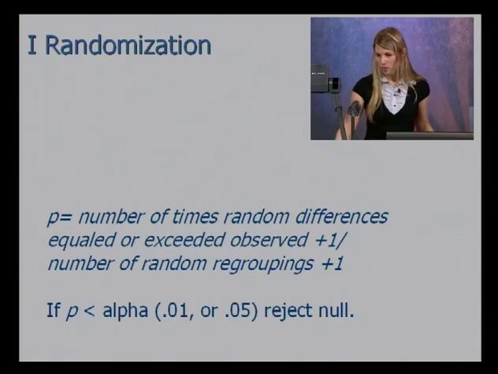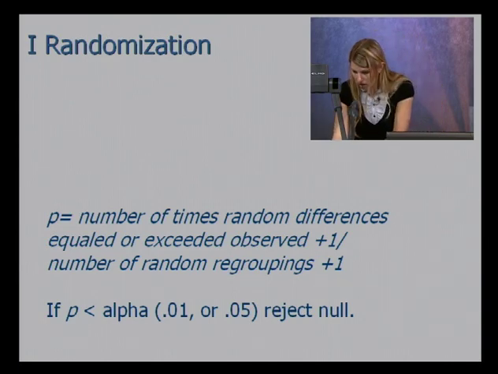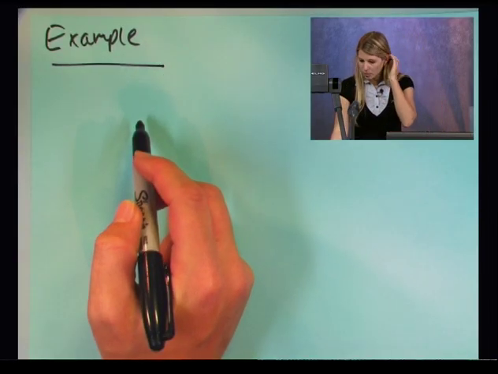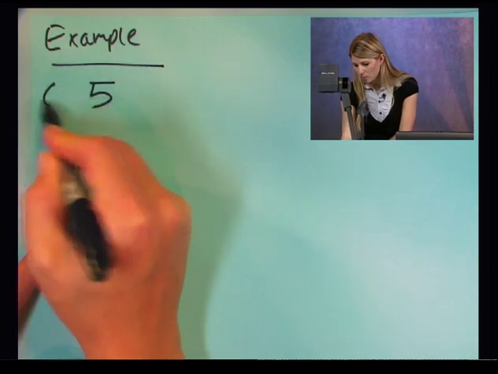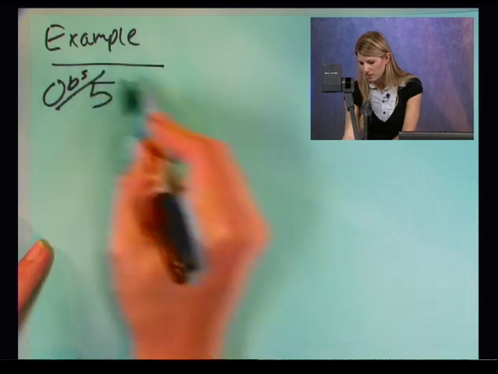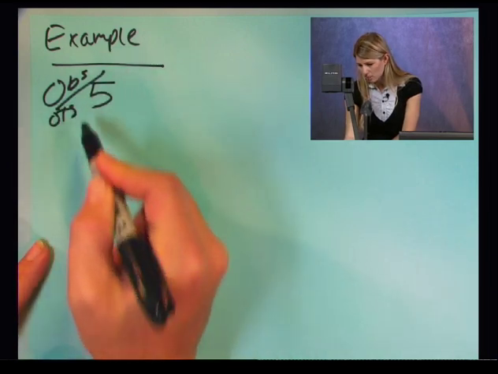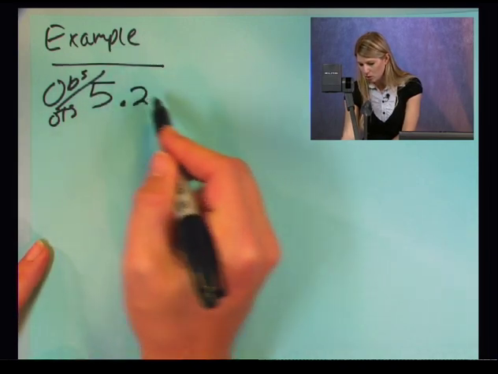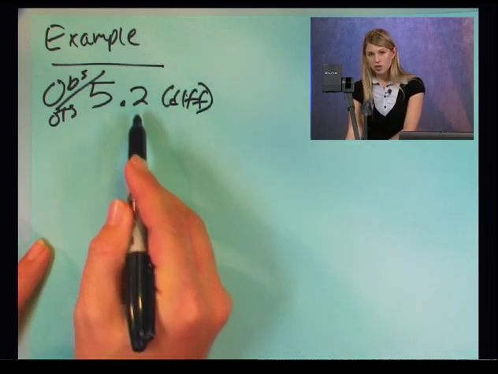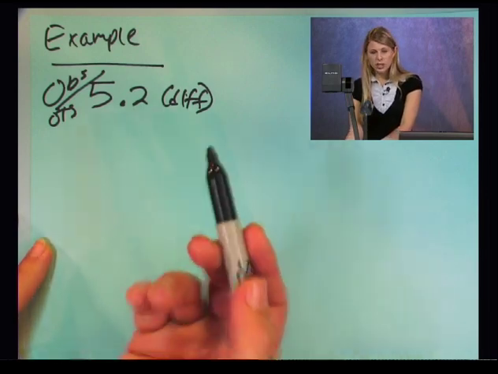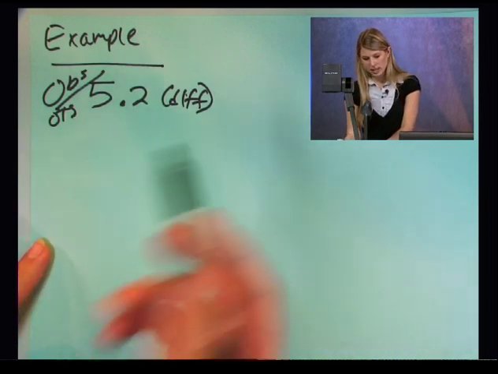Let's go ahead and I'm going to write some on the board over here. And let me give you an example. Let's say that we started off with a difference. So your observed difference, sometimes this is called OTS. Your observed difference was 5.2. This is the difference between the two groups. And we're asking, is that difference just due to random shuffling, or is it due to true differences between getting GABA or not?